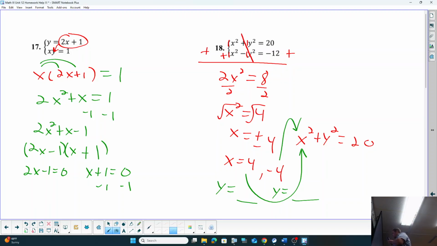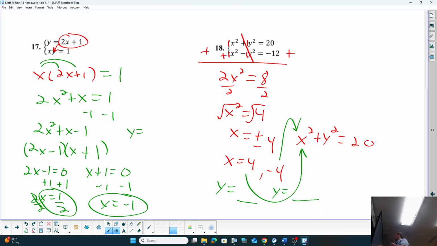So minus 1 to the other side. We get x equals a negative 1. And we're going to add 1 to this side. Careful now. That's going to be 2x equals 1. That's right. Divide by 2. So we get x equals a half. We have to plug both of those in. Plug them both in. So let's try y equals 2x plus 1.